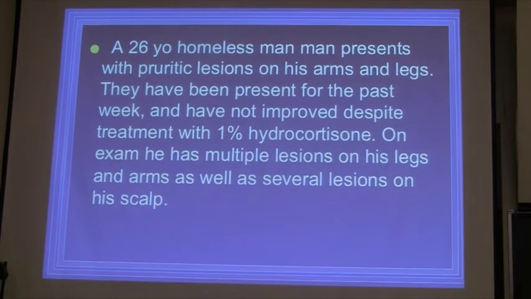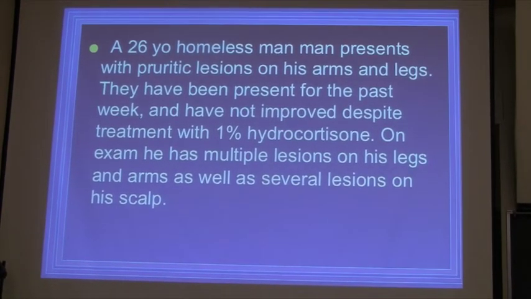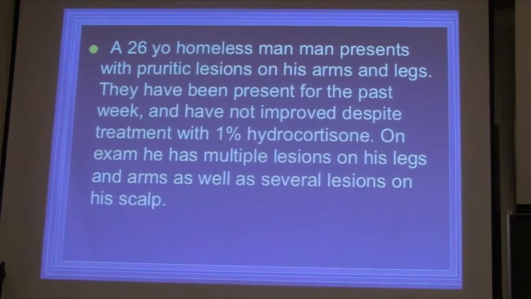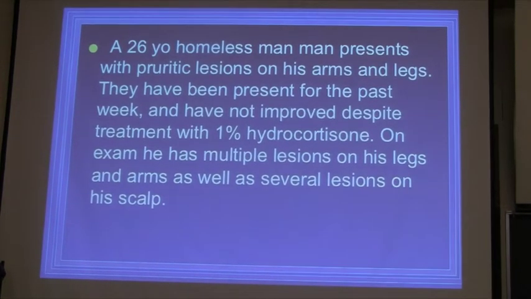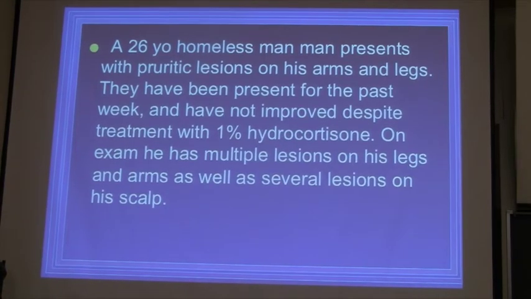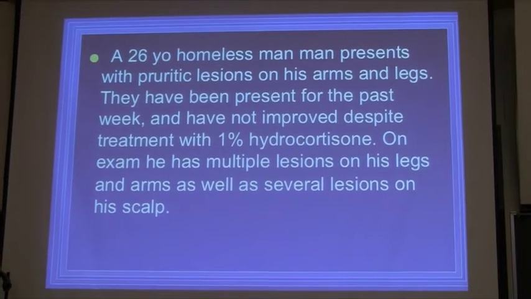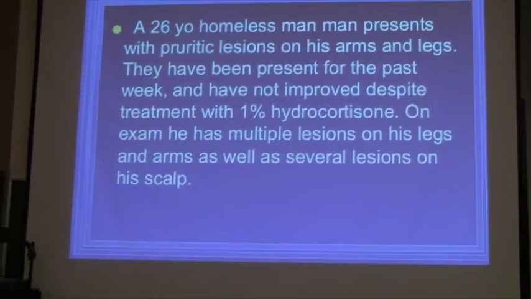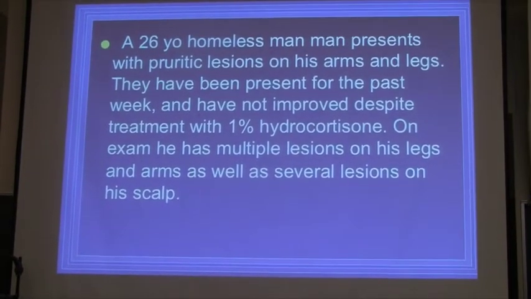A 26-year-old homeless man presents with really itchy lesions on his arms and legs. They have been present for the last week and have not improved despite treatment with 1% hydrocortisone. On exam, he has multiple lesions on his legs and arms as well as several lesions on his scalp. So he's very itchy. They haven't gotten better. He's put a little steroid on them.